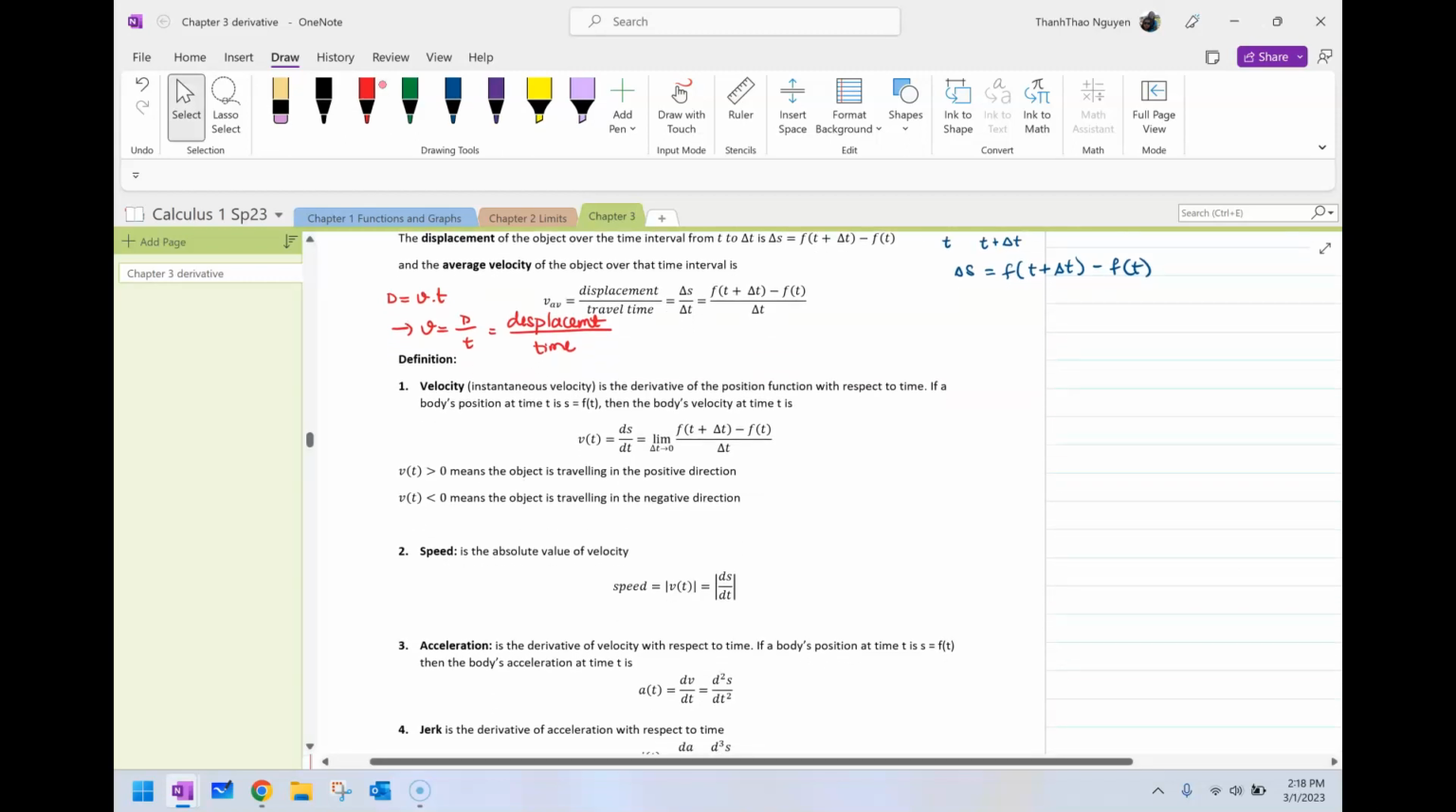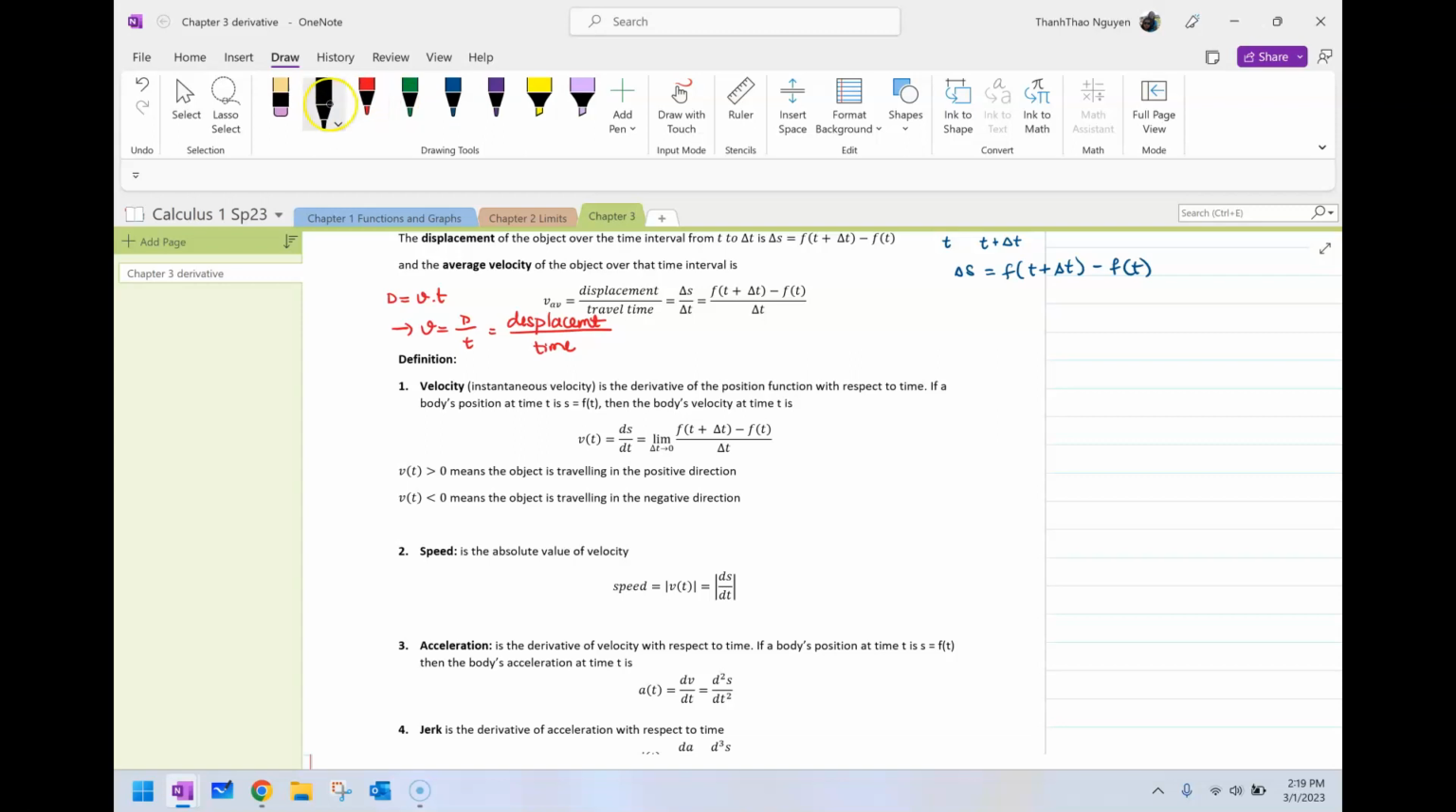The instantaneous velocity is the derivative of the position function with respect to time. If a body's position at time t is s equals f of t, then the body's velocity at time t is equal to the first derivative of the position function, and we can calculate that using the limit definition. If v is greater than 0, the object is traveling in the positive direction. If v is negative, the object is traveling in the negative direction.